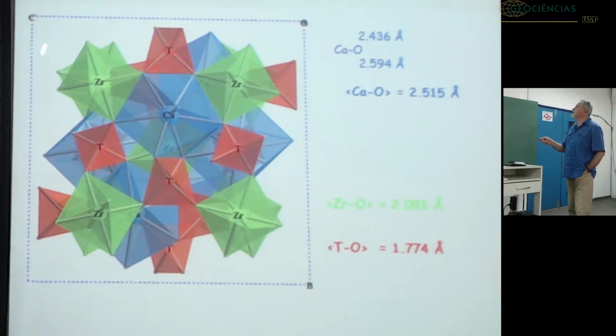And that's the average structure as seen by diffraction. So we have a certain defined average tetrahedral-oxygen distance, a zirconium-oxygen distance in the octahedron here, and the average calcium-oxygen distance in the distorted dodecahedral site here.